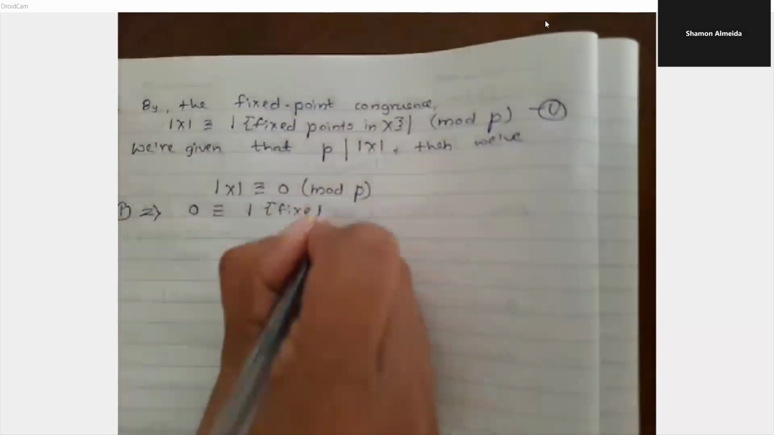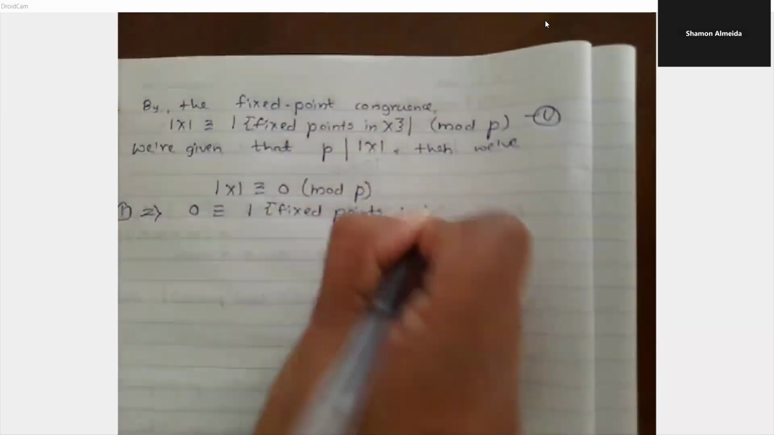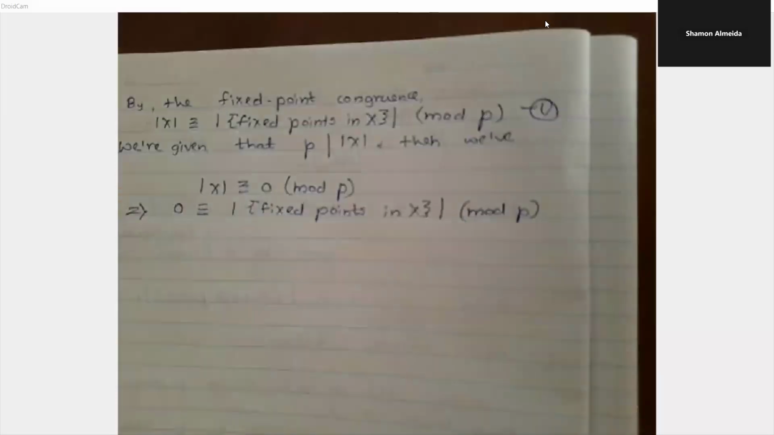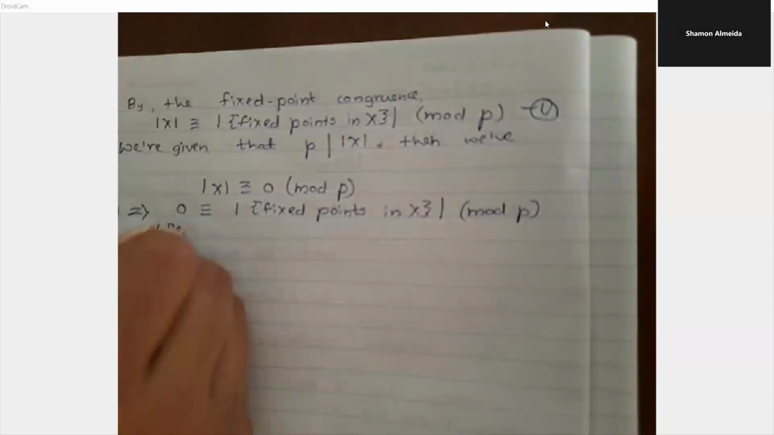So we have 0 congruent to this modulo p. And the other property that you must have learned is if A is congruent to B modulo p, then we must have B congruent to A modulo p, right? 0 is congruent to this number modulo p, then we must have this congruent to 0 modulo p.